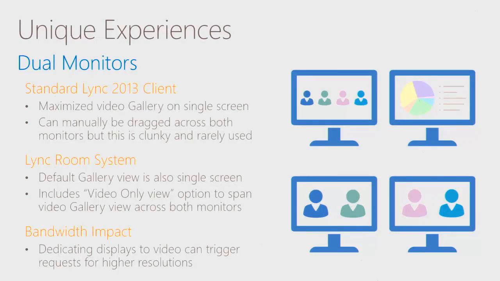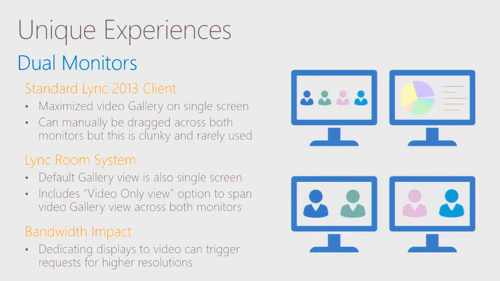Lync Room System has that built in. So if you're on a call with Lync Room System and you have the 2 screens and you're not doing any whiteboarding or showing any content, you might as well utilize the other screen that's just sitting there black. There's an option you can tap on the screen, and it'll move video to 2 screens. In that scenario, LRS has the ability to request more data.